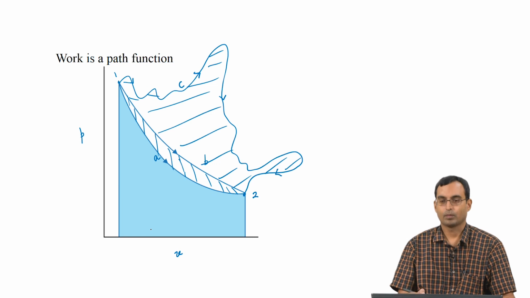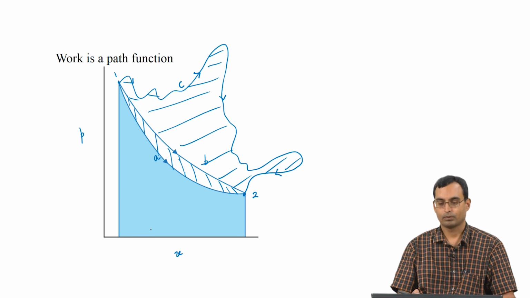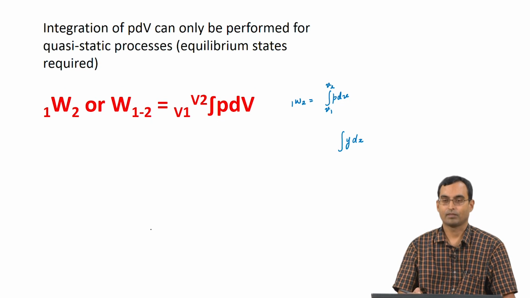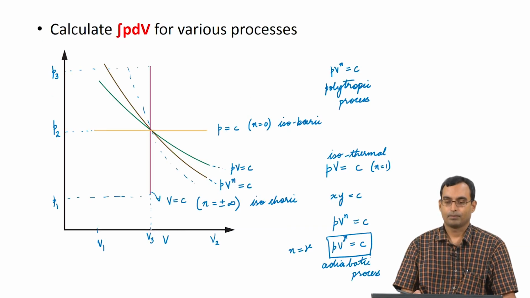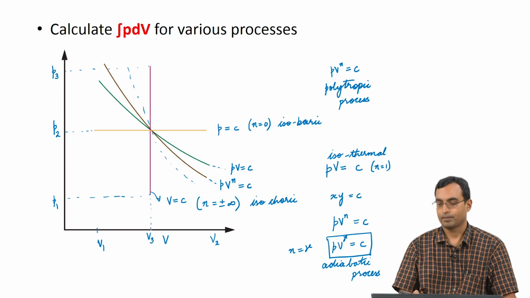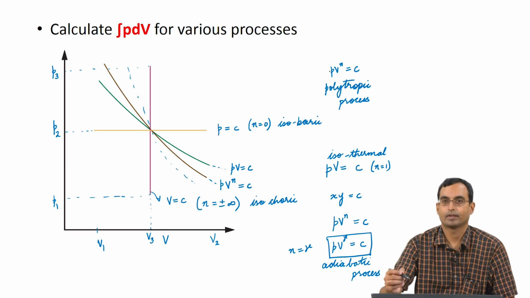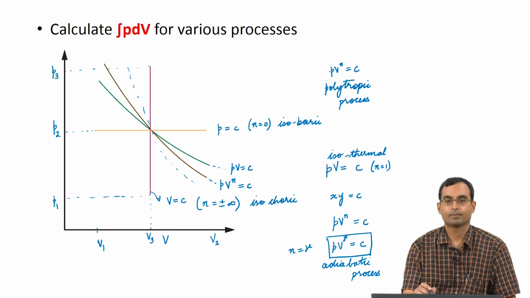We discussed that work was a path function, where depending on what path you take to go from one state to another, the work would be different. And we calculated this integral of P dV for various processes in the previous lecture. So, we saw that most processes can be given by some general form of PV to the power n equal to constant, which we called a polytropic process. We saw various special cases of it.